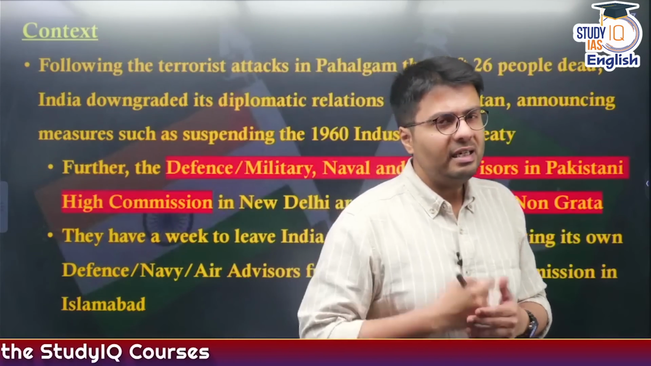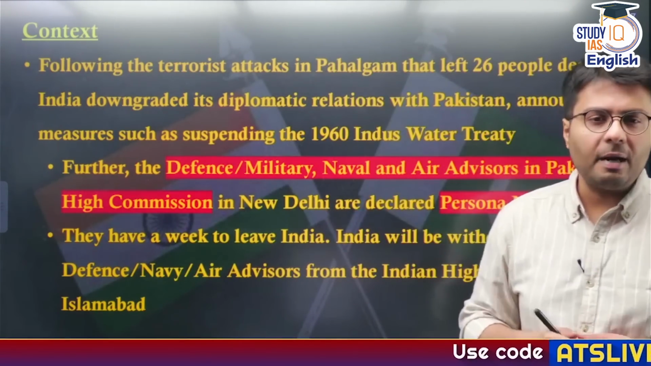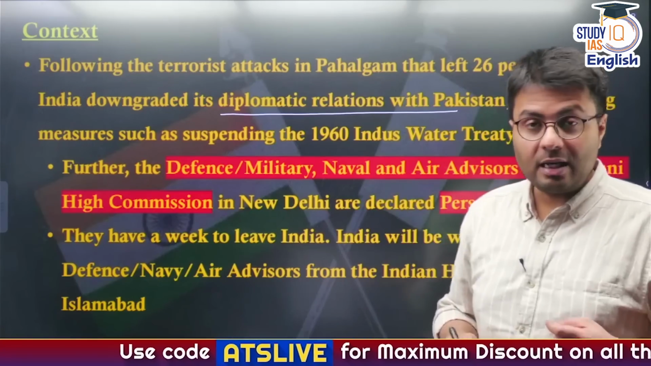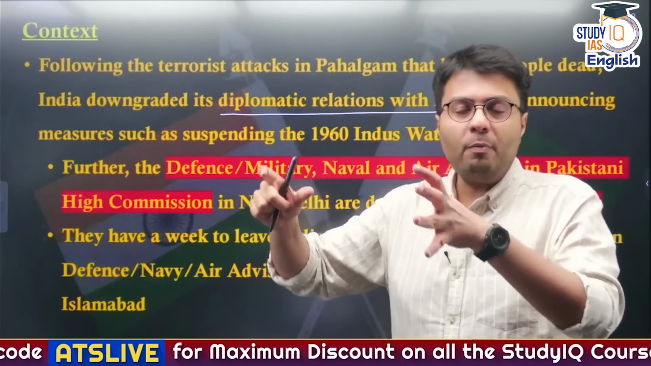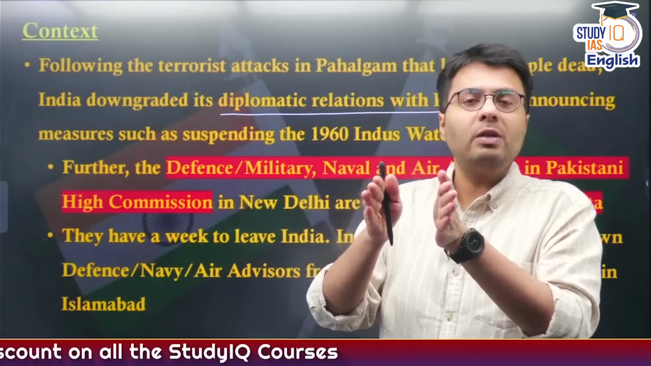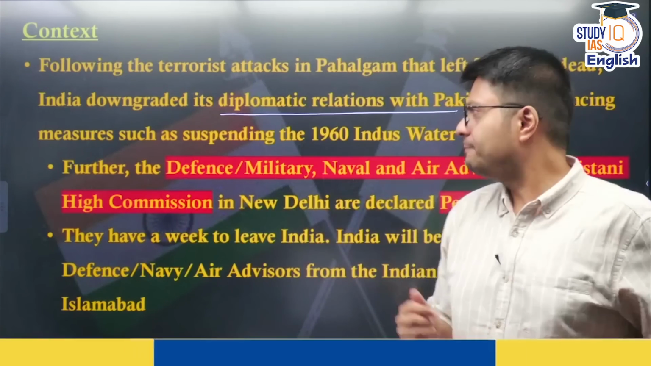But first, let me tell you the context of our today's discussion. Now, following the terrorist attack in Pahalgam, the Indian government had downgraded its diplomatic relations with Pakistan. So earlier the Pakistani diplomats' strength in India was 55 and now it is reduced to 30. Similarly, India has also downscaled its diplomatic presence in Islamabad.